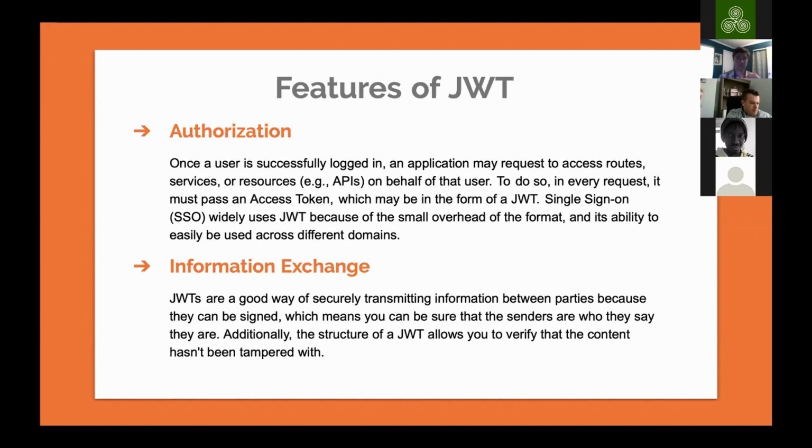It can also be used for authorization. Once a user is successfully logged in, an application may request to access routes, services, or resources on behalf of that user. To do so, in every request, it must pass an access token, which may be in the form of a JWT. JWT is a good way of securely transmitting information between parties because the data are who they say they are. Additionally, it detects the content having been tampered with.